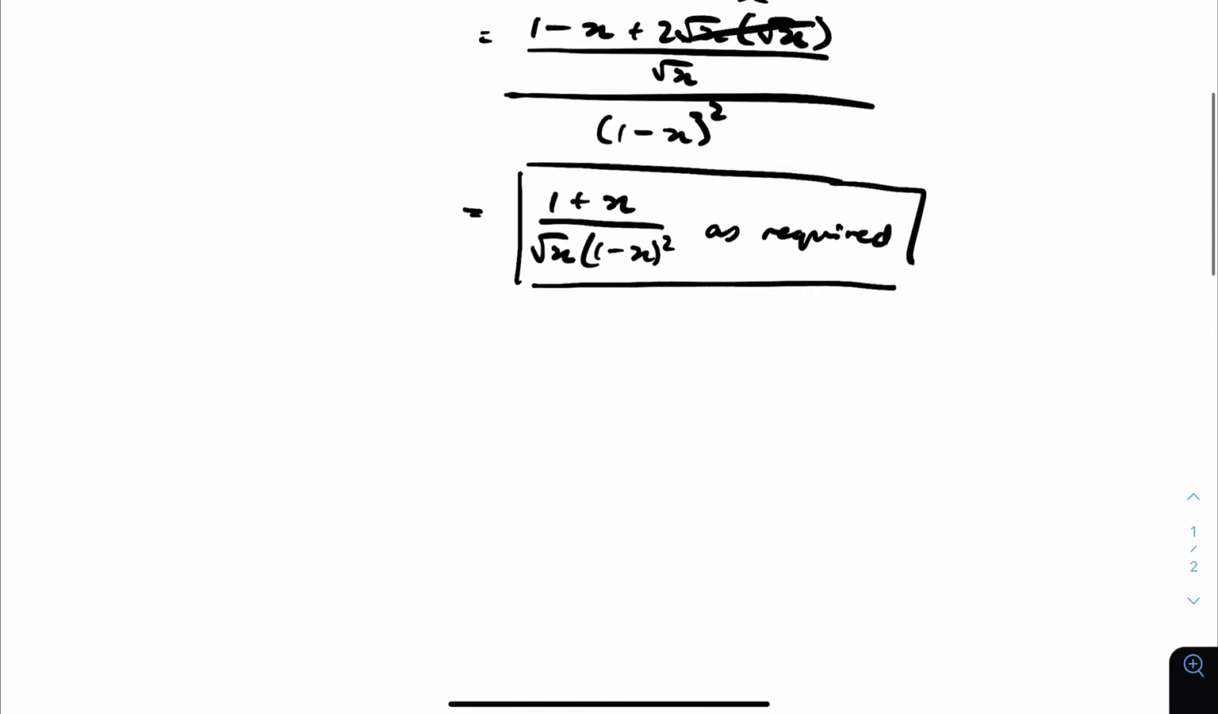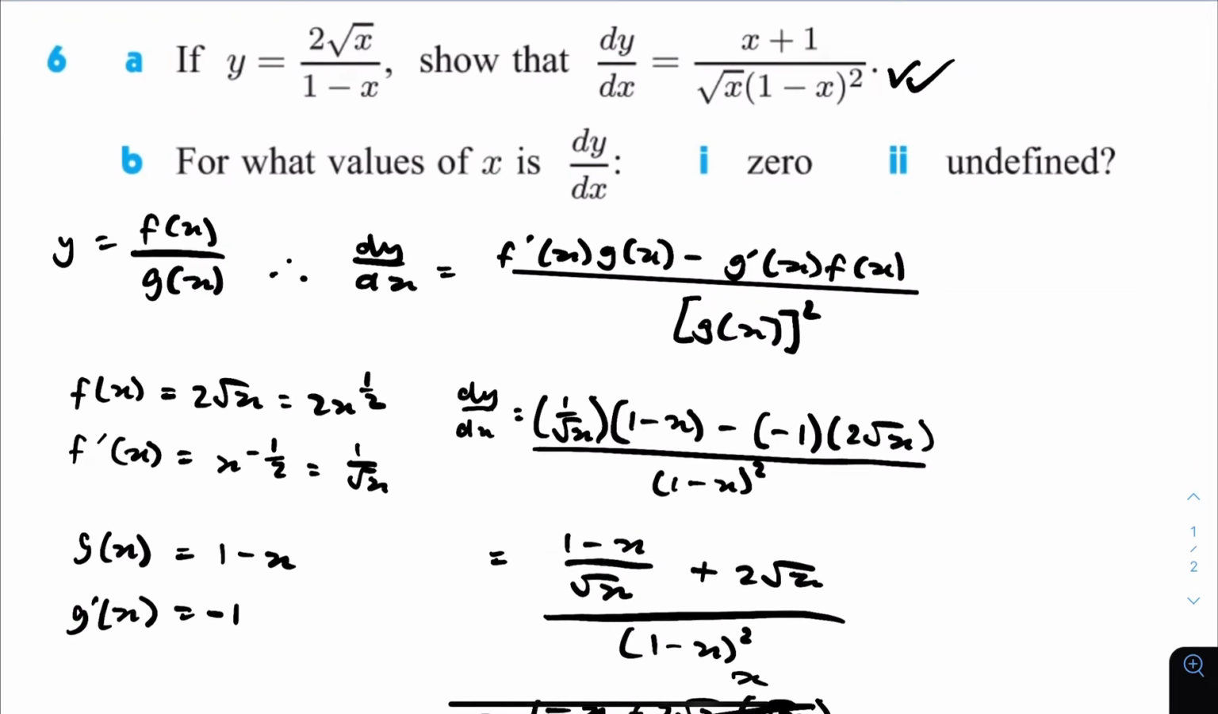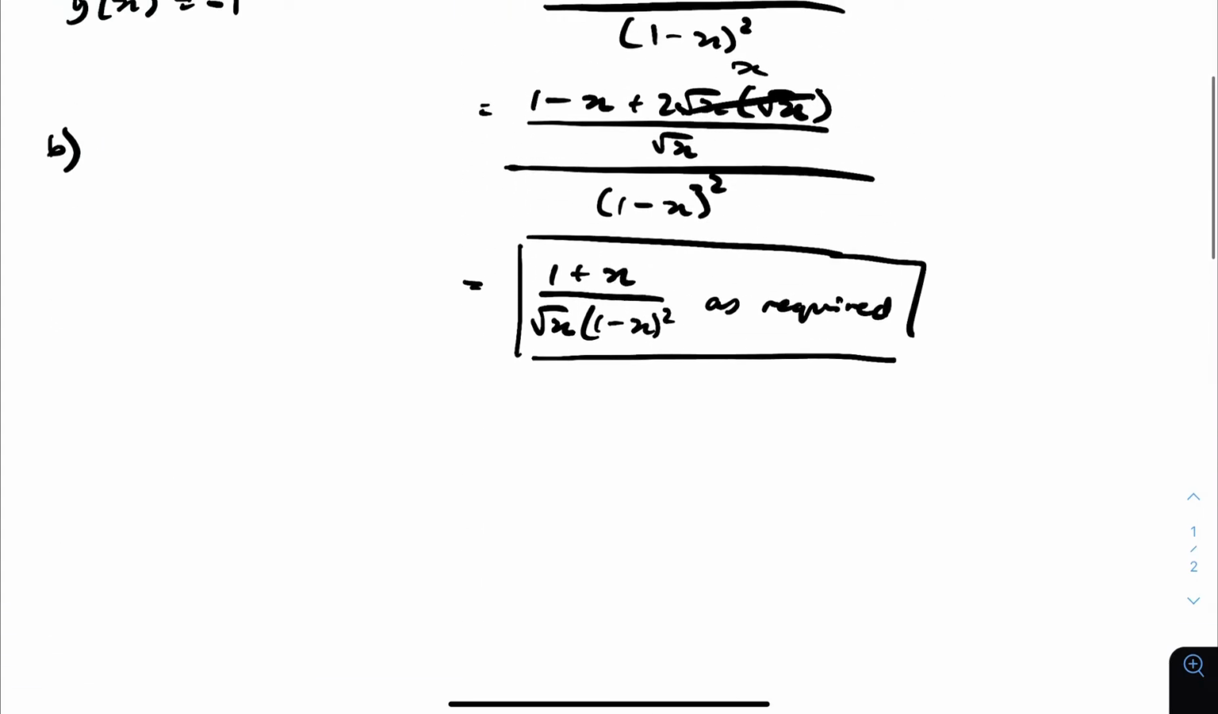Now we have question B, which asks us to find what values of x satisfy dy over dx is equal to 0. So when we have dy over dx is equal to 0, that means the numerator has to equal 0, because 0 divided by anything is still 0, as long as the denominator is not 0. So 1 plus x, therefore, we're going to equate to 0. So x has to equal negative 1 by simple algebra.